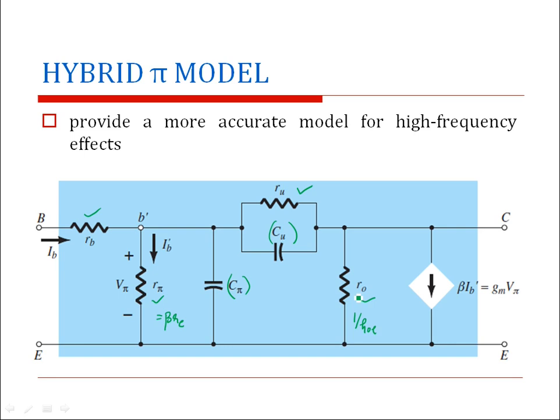You are familiar with R naught. Then Rb is the base contact resistance or base bulk resistance and base spreading resistance all together, and this is a very small value. Usually it is neglected in other models. Okay, R mu is between the collector and base terminals, it is a very large value and usually in the mega ohm range, and it is also usually neglected, but we are considering all the non-idealities in this hybrid pi model. Okay, so the C mu is coming into picture at high frequencies, and we'll see one by one.